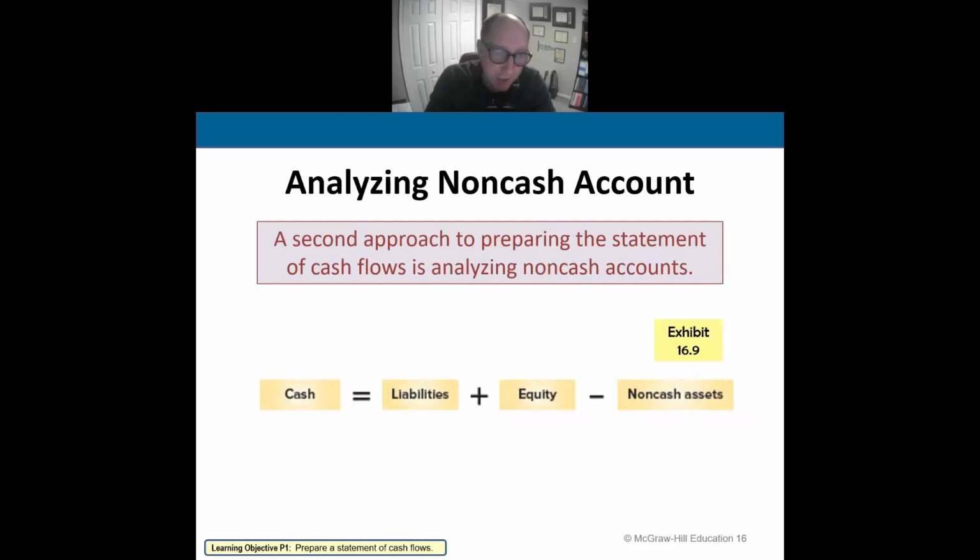For non-cash transactions, there's a formula that we use. We take liabilities plus equity minus non-cash assets to get the cash balance for non-cash accounts.